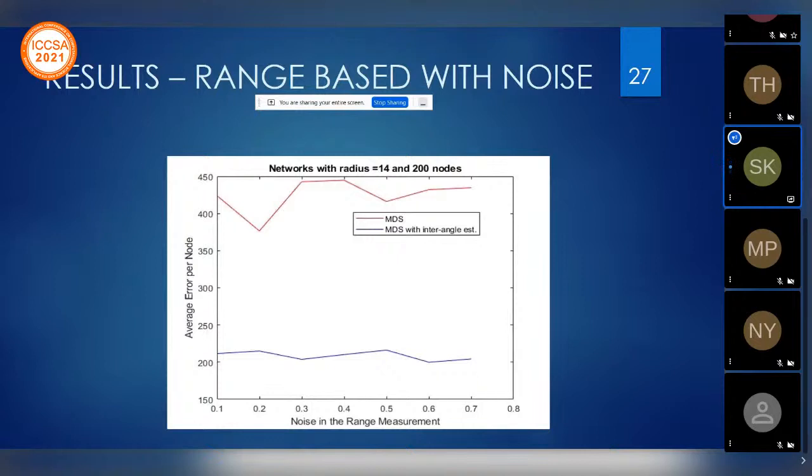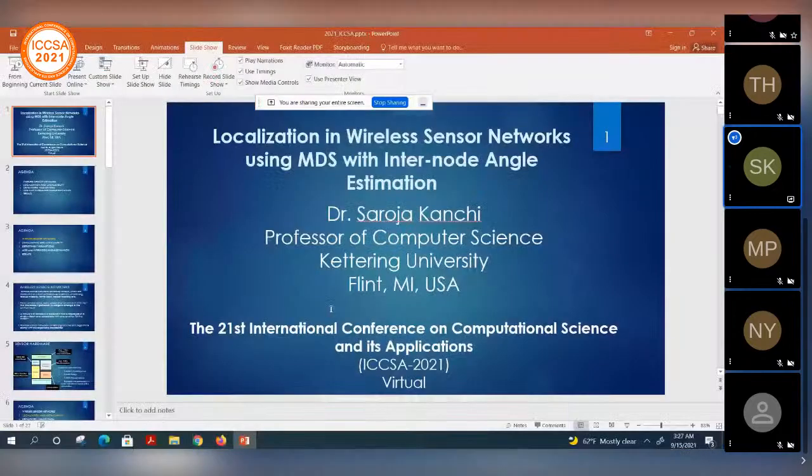And so the future work would be to investigate further into how the angle estimates can be done even better than what has been estimated here. There could be other information that could be used to estimate angles without being given the angle of incidence.